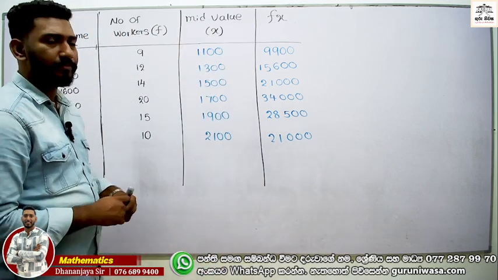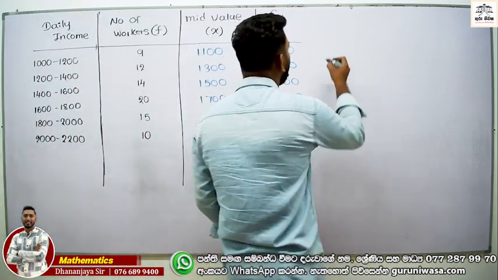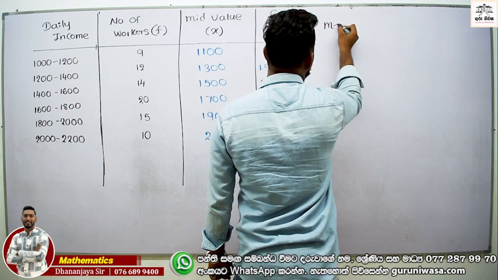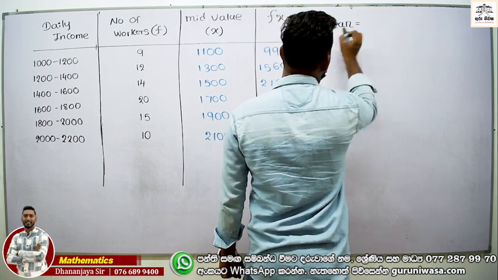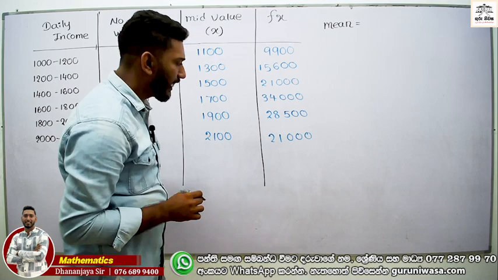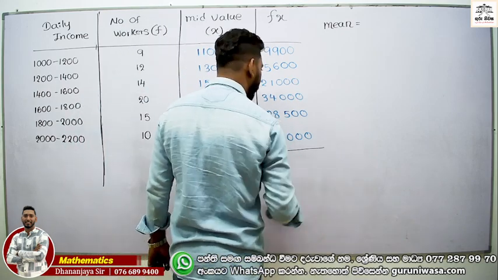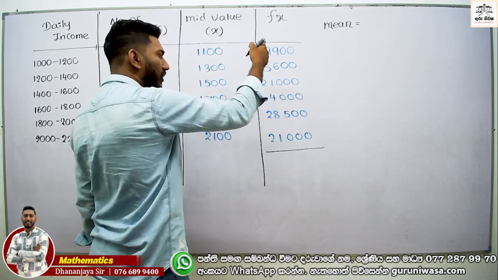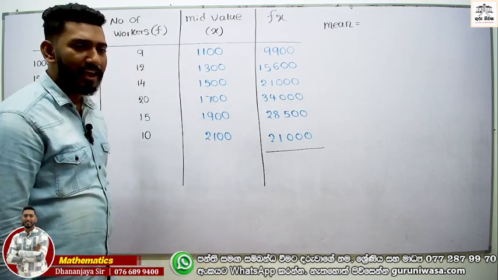And that's the question, right? The mean is like an average, right? The mean is the sum of the fx line divided by the sum of f. You need to add all these things, right? Now, you can add all of these.